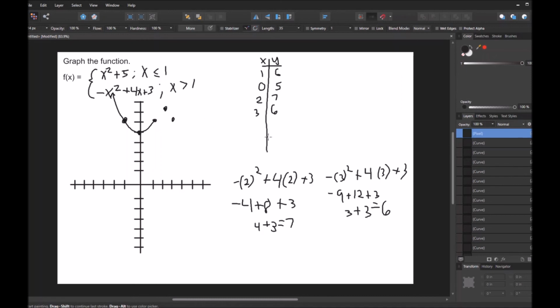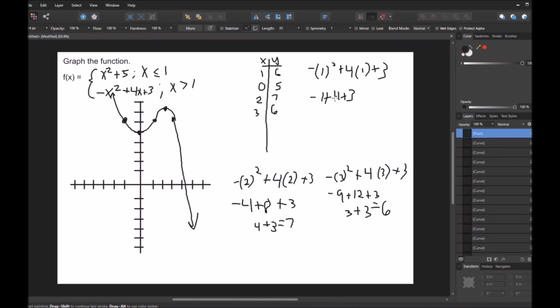And now I'm not going to continue the graph, but if you were to continue graphing it, it would look something like this. And then of course if we plug in 1 into the bottom equation, we would get negative 1 squared plus 4 times 1 plus 3. 1 squared is 1, so we have negative 1 plus 4 plus 3.